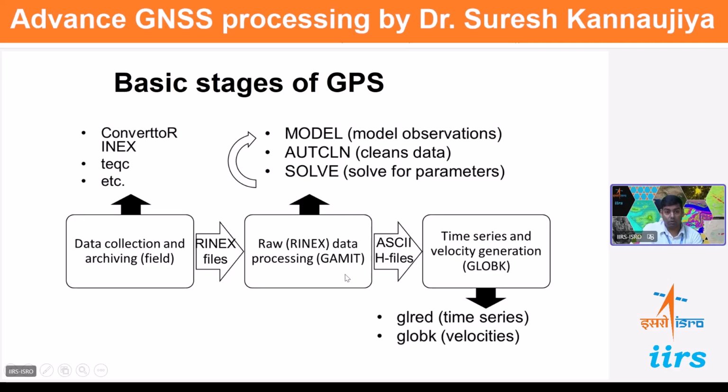Then we use the GAMIT platform. Once we run the GAMIT processing on our data, we get an ASCII file, also called the H file, which contains the loosely constrained solution. We use the GLOBK platform to process this loosely constrained solution through the Kalman filter and other methods to get the time series and velocity. Here we are using GAMIT and GLOBK to calculate the time series and velocity of the station.